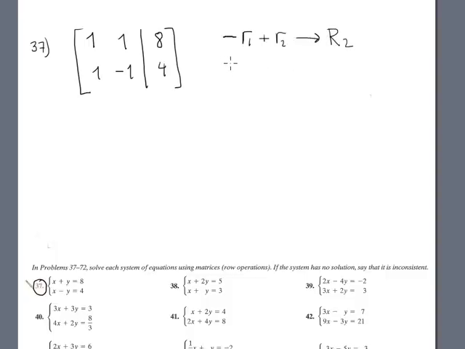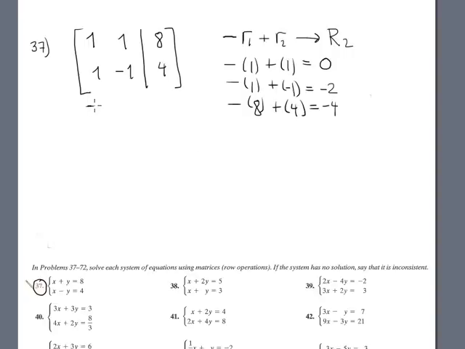Okay, minus R1 plus R2 equals something. R1 is 1, 1, 8. R2 is 1, -1, 4. Okay, -1 plus 1 is 0. -1 and -1 is -2. And -8 plus 4 is -4.